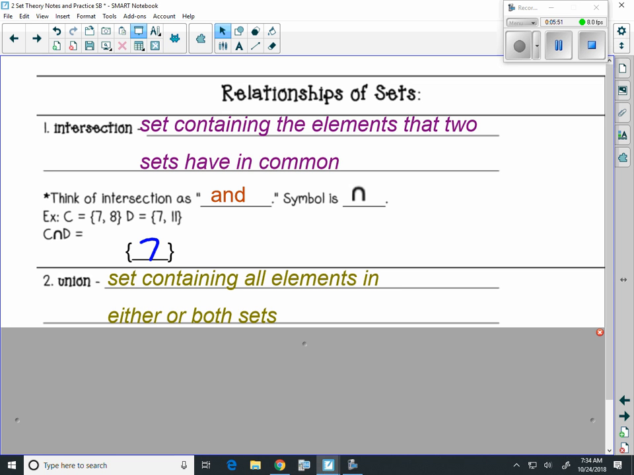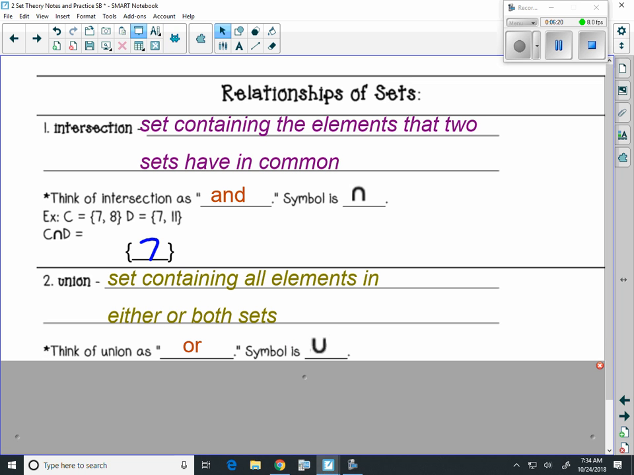Okay, a union is a set containing all elements from both. So you kind of just mesh them. You take two sets, you put them together. Okay, we call this union OR. Okay, and it looks like a U without a stick, or maybe a capsule. Okay, so U is OR, and then the N, okay, the one that's upside down, that's AND.